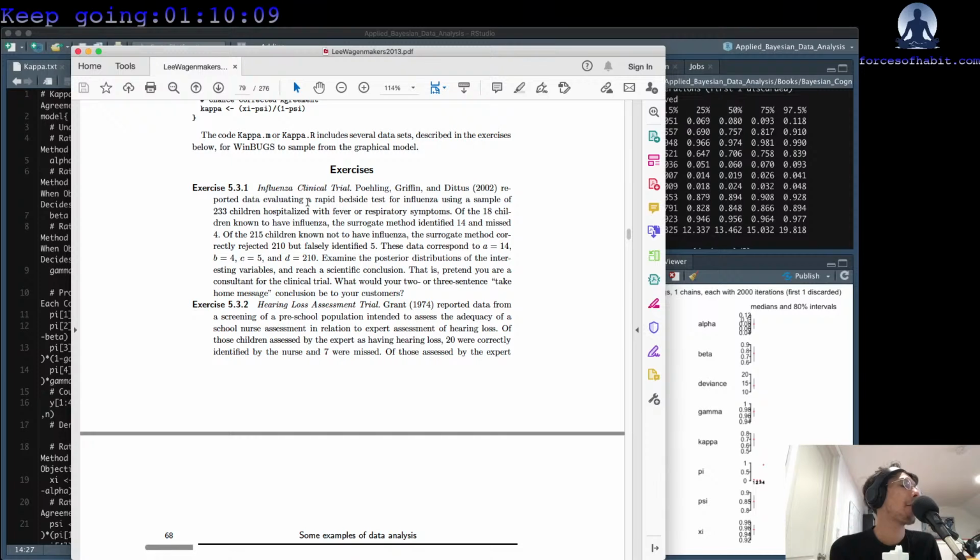Given these rates, we have a probability A, B, C, and D corresponding to these 4 values, and we want to examine the posterior distribution of the interesting variables to reach a scientific conclusion. Pretend you're a consultant.